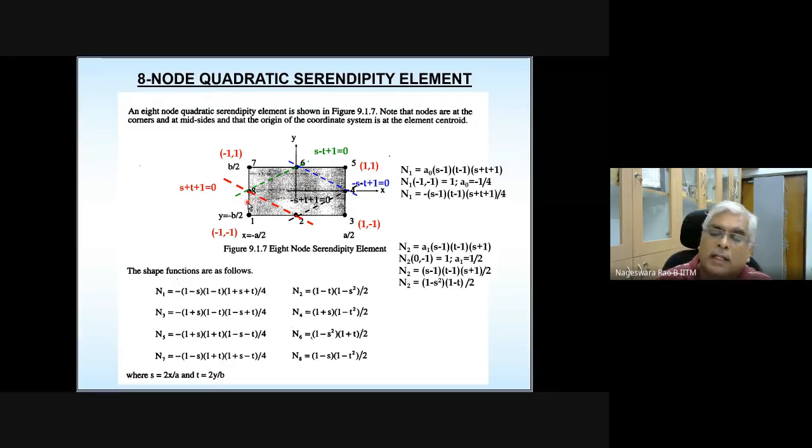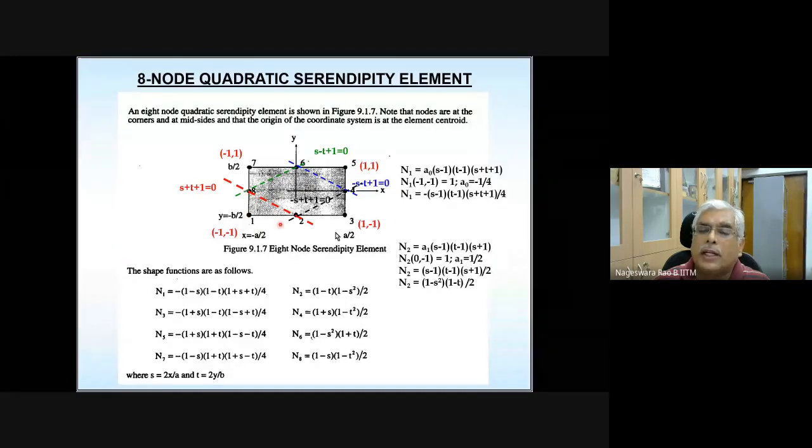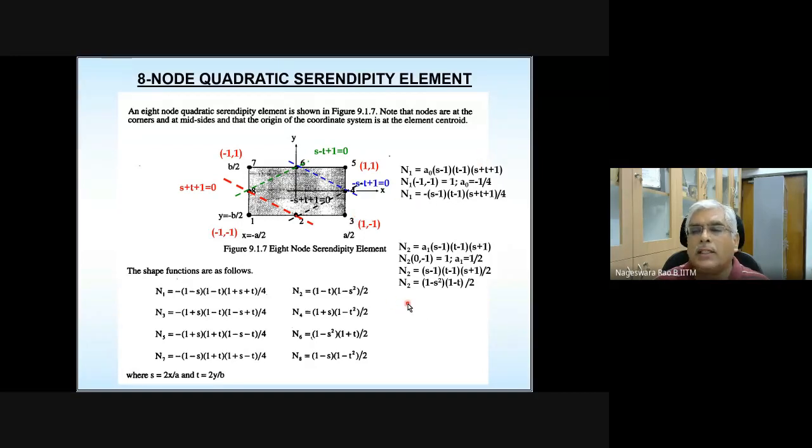I want you to write the shape function, or derive the shape function expressions, for a 7-node element. You can take the rest of the 7 nodes except this 8th node. And for such an element, how do you derive the shape functions? Apply the same concepts that you learned here.